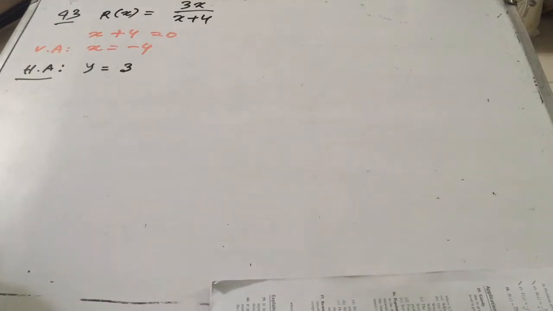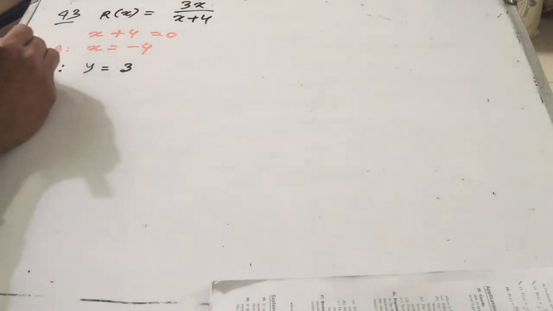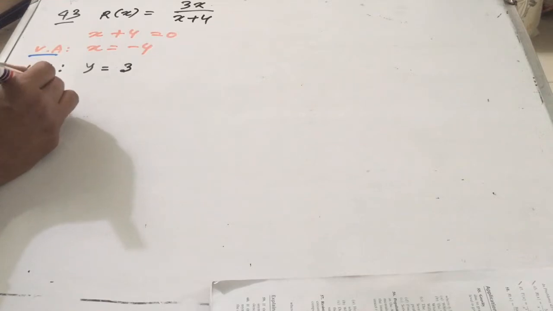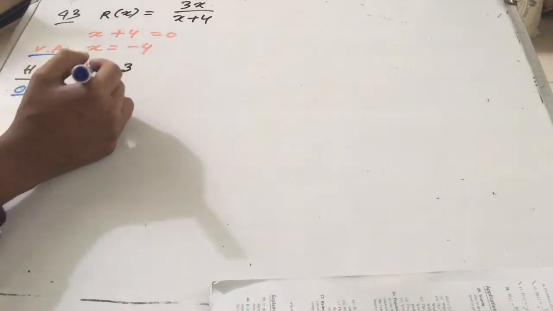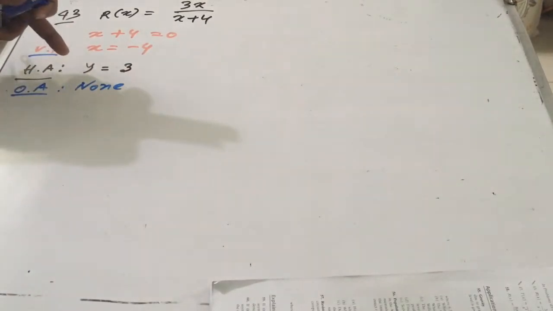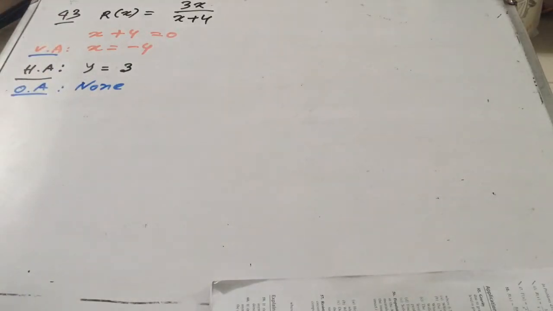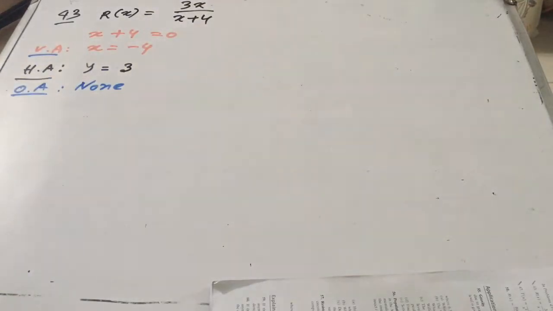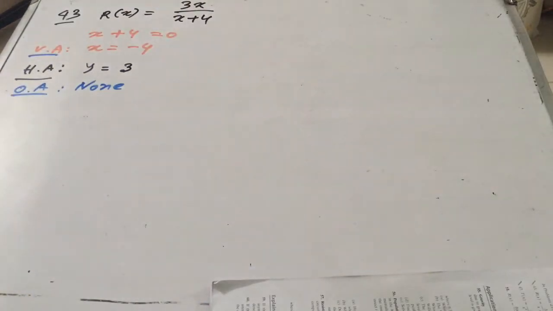Then oblique asymptote. In this case there will be no oblique asymptote. There are two techniques to understand it. One is, if in any question you see there is a horizontal asymptote, then there will be no oblique. If there is oblique, there will be no horizontal normally. Or you can just look at the function. There will be an oblique asymptote only if the power of the numerator is bigger. So this is the 43 number solution.